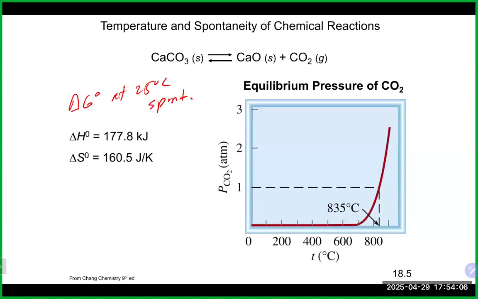So let's take a look at this here. We have this reaction, a decomposition reaction, forming a little calcium oxide and some carbon dioxide. We have a delta H for this reaction at 177.8 kilojoules and a delta S at 160.5. At 25 degrees, why don't you calculate delta G and determine, is it spontaneous? So take a moment or two and calculate that up.